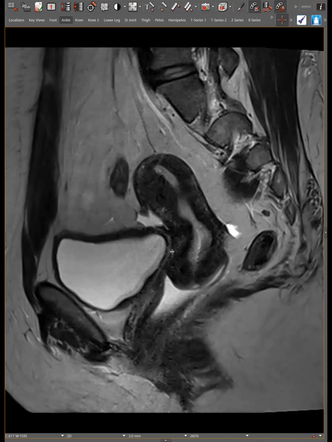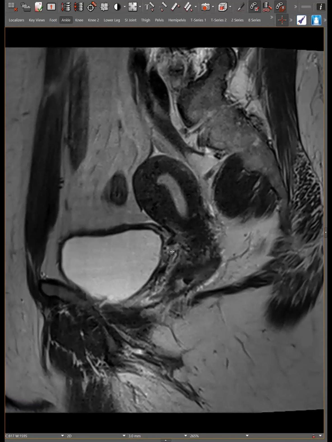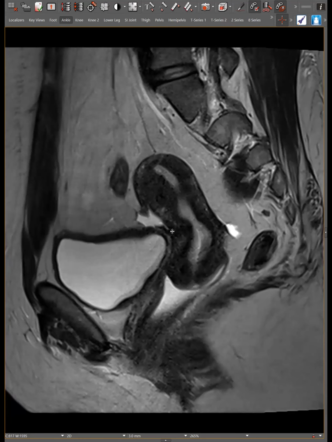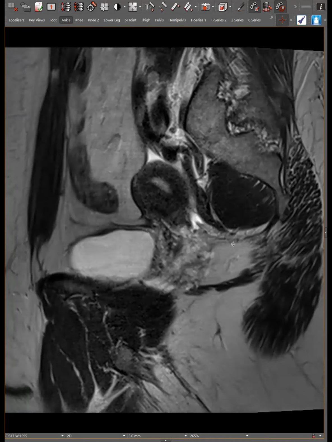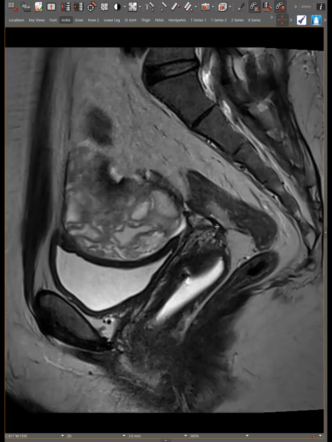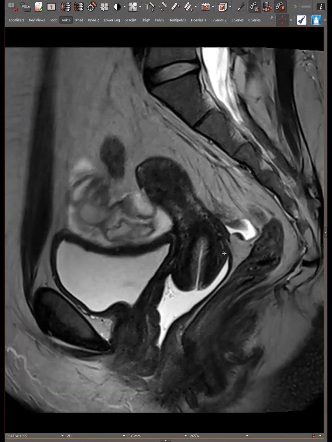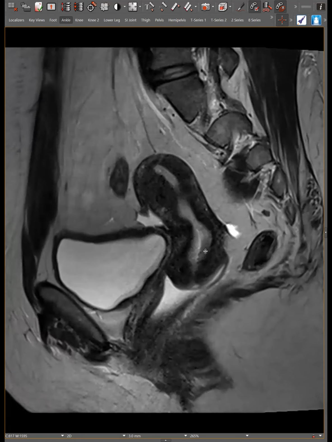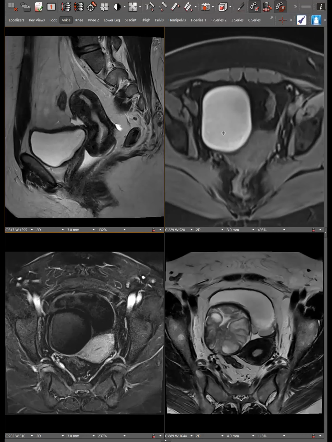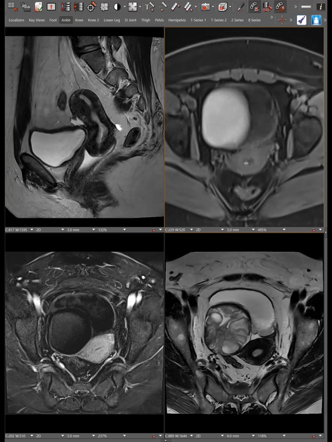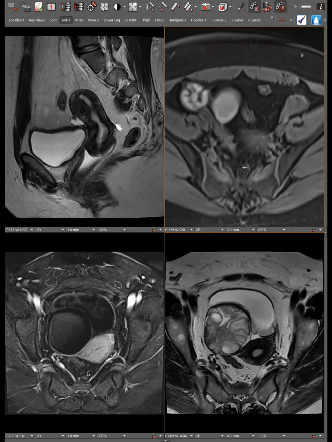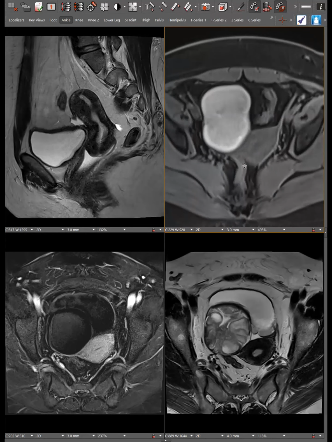I'm starting with a sagittal, and she does have some findings of deep infiltrative endometriosis. There's a spot here between the bladder and the anterior lower uterine segment. There's probably some thickening here, posterior to the cervix, and she had some thickening of her ligaments too. But what really caught the eye of the radiologist reading this was this T1 hyperintense lesion in the right ovary. It's very homogeneously T1 hyperintense.